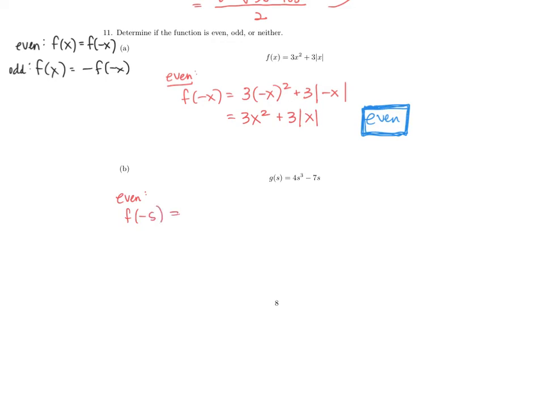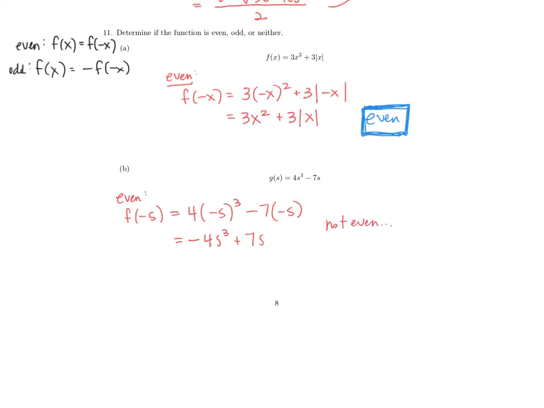f of negative s is 4 times negative s cubed minus 7 times negative s. And since negative s cubed is cubed, it's going to remain negative, so I can put it out front. So this will be negative 4s cubed, and negative 7 times negative s would be a positive 7s. So you can see that this is not the same as what I started with. Both of the signs have changed. That means it's not even.